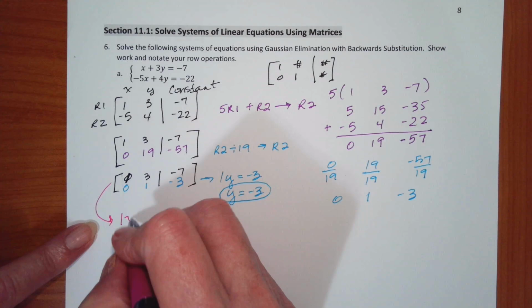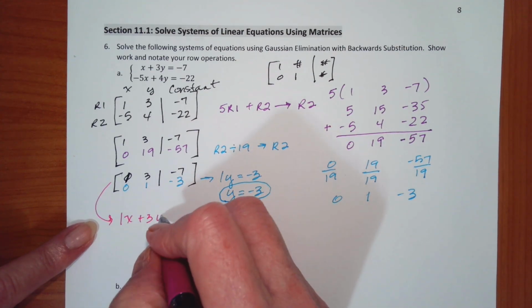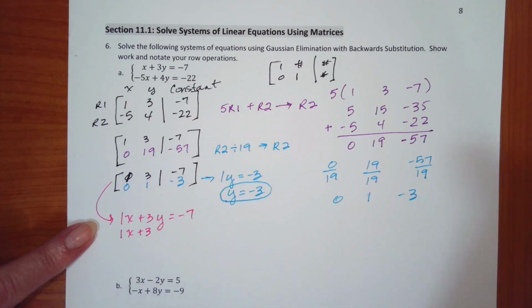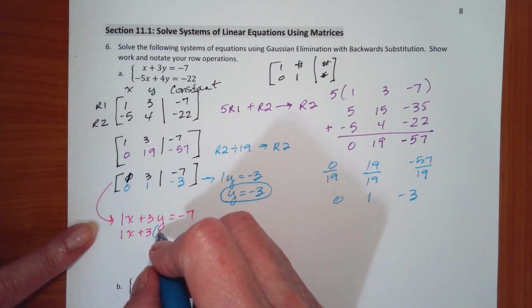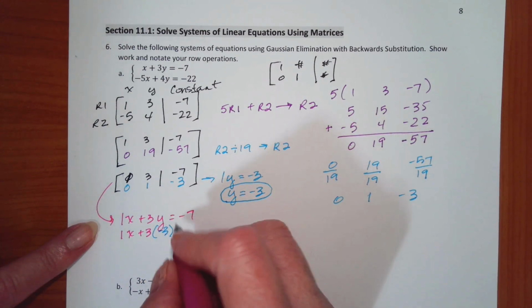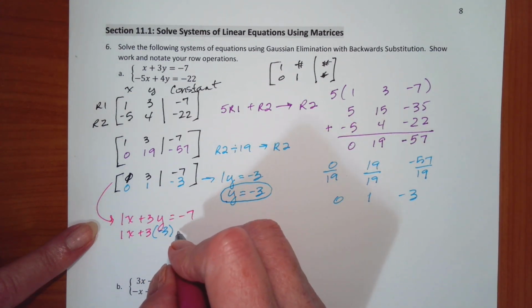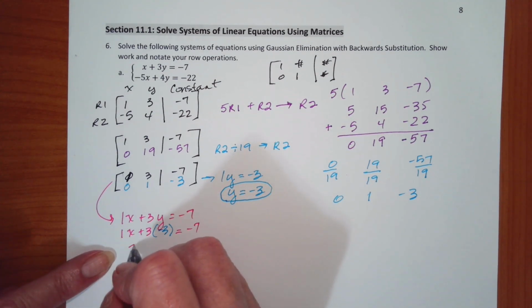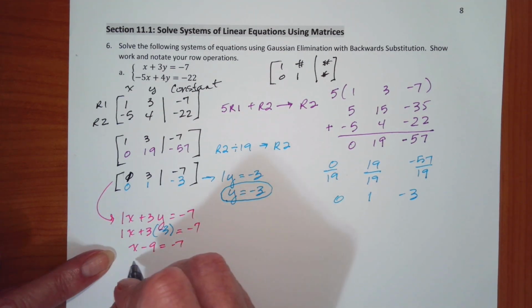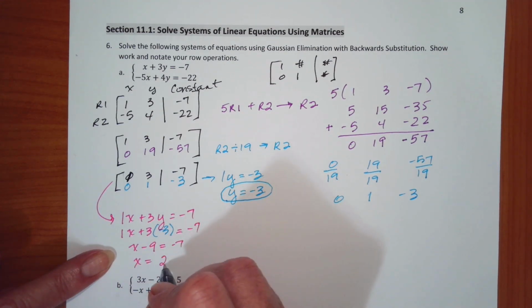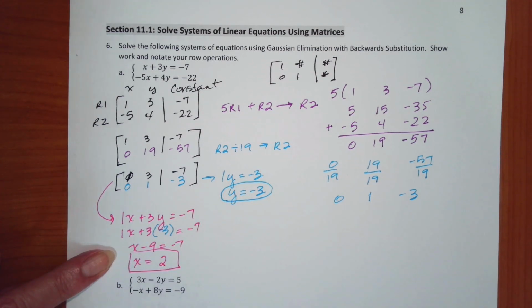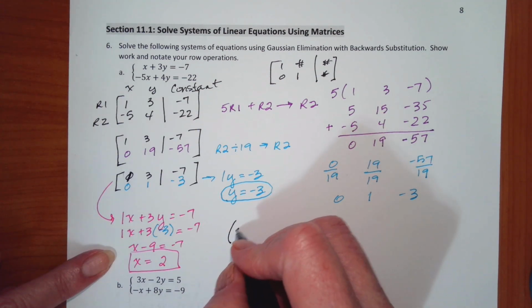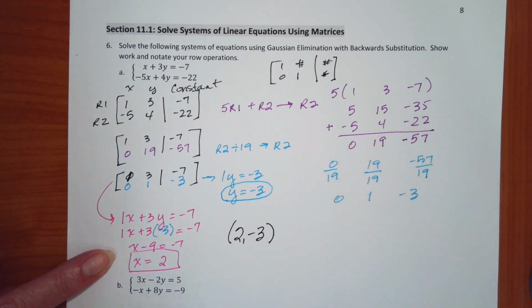And I get 1x plus 3y is equal to -7, which means 1x plus 3 times -3 is equal to -7. So x minus 9 equals -7, so x is equal to 2. So my solution, written as an ordered pair, becomes (2, -3).